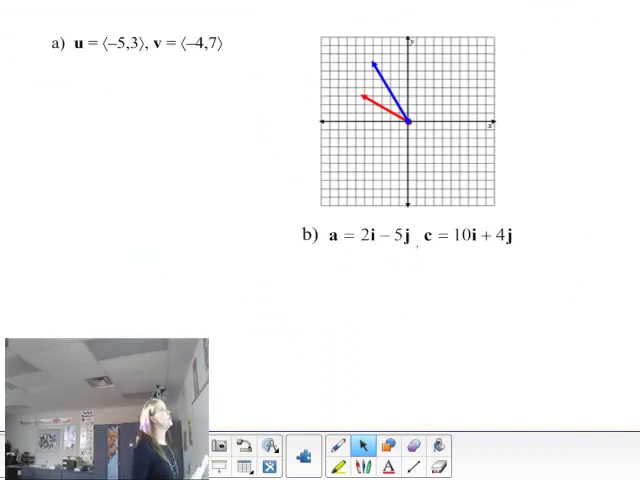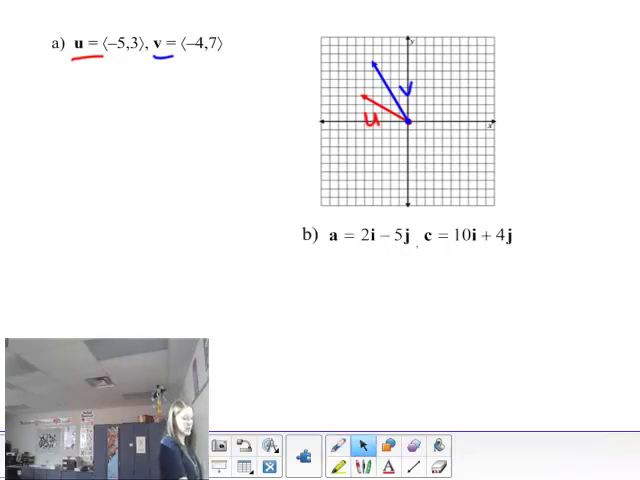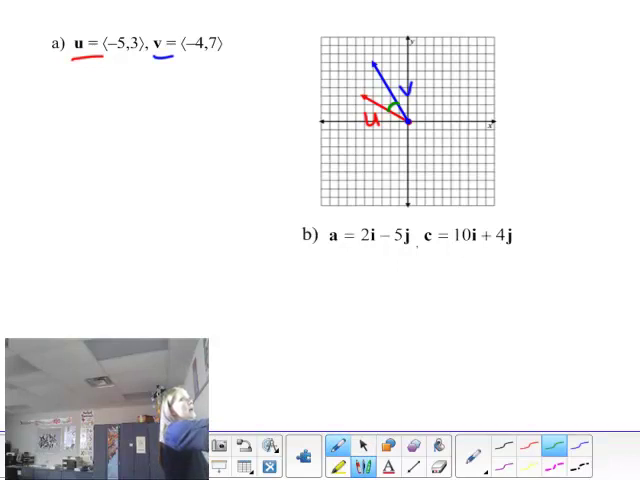So if we take u and v, we've sketched u and v. I've already done that for you. My u is my negative 5, 3 vector, and my v is my negative 4, 7 vector, which would be the blue vector. So here is v, and of course here is u. If I want the angle between these two, which would be right here, I don't have to figure out u and v separately and subtract them and all that good stuff. I can simply know that the cosine of the angle is going to be the dot product of the two vectors divided by the product of the magnitudes. Which means I'm going to need some magnitudes.